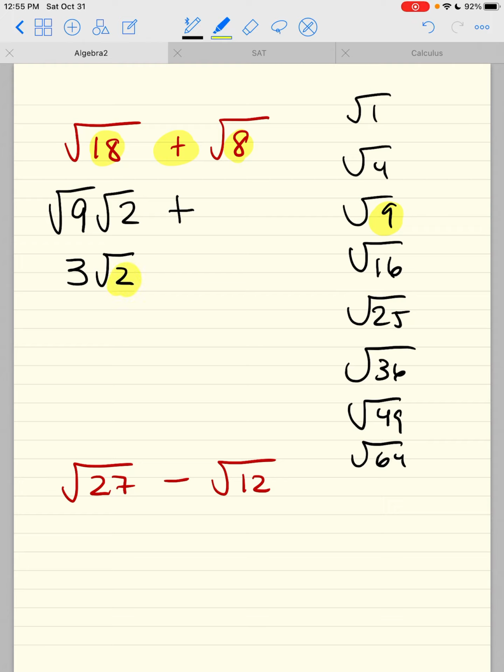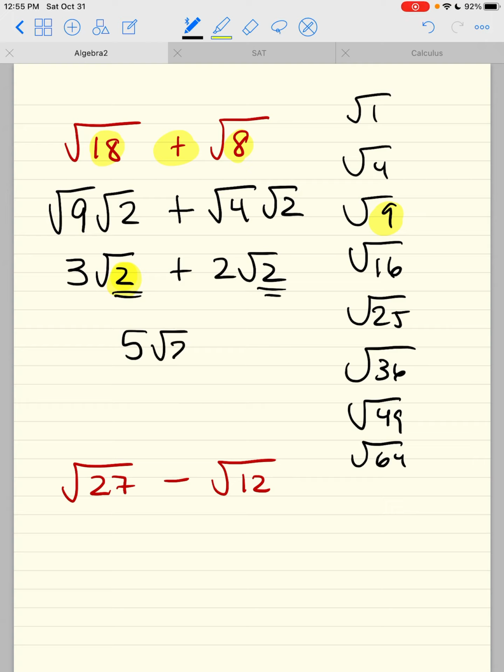In order to add these, you're going to need the same number under the square root. So what you should say to yourself is, if you didn't know what two numbers multiply to 8, you can say, hey, I need a 2 under there. So 4 times 2. The square root of 4 is 2, square root of 2, and then they match. Now that they match, you only add the numbers in front of the square root. So 3 plus 2 is 5, and we're going to keep the square root of 2.